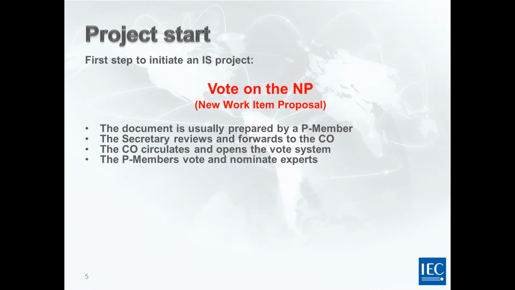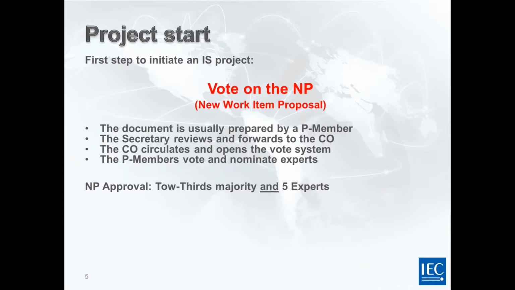So this is a vote on what we call an NP, which is the new project. So this is exactly a new work item proposal. And what's happening in that stage? The document is usually prepared by a P member. So there is some kind of a draft that can come from a national standardization body, or there can be maybe just a table of content that is prepared by a P member.